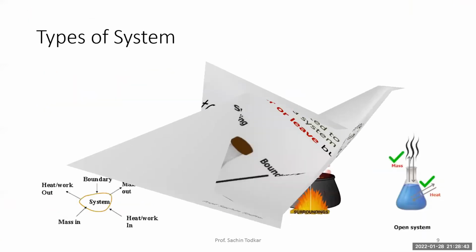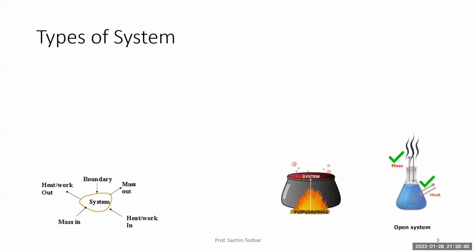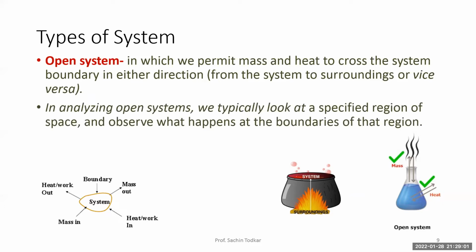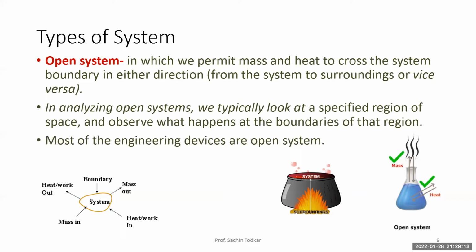Now the second, that is open system, in which we can allow mass as well as heat transfer, in which we permit mass and heat to cross the system boundary in either direction, from the system to surroundings or vice versa. In analyzing an open system, we typically look at a specified region of space and observe what happens at the boundaries of that region. Most of the engineering devices are open systems.